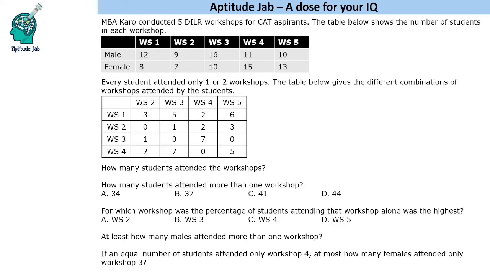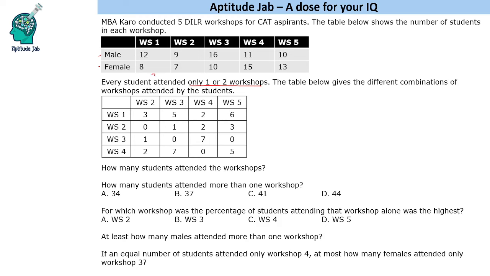This set says that MBA Karo conducted 5 DILR workshops for CAT aspirants. The table below shows the number of students in each workshop. For each workshop, we are given male as well as female students. It is given that each student attended only one or two workshops. The table gives the different combinations of workshops attended by the students. So this gives the total number of students.